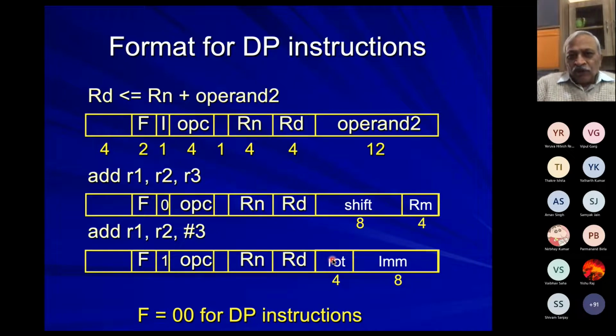OPC is short for opcode or operation code. So OPC tells which of the 16 DP instructions: add, subtract, reverse subtract, their carry versions, and some more. Okay, all these come in the category of DP instruction following the same format. So the field F, when it is 00, specifies that we are talking of a DP instruction, and the OPC 4-bit field will specify one of the 16 DP instructions.